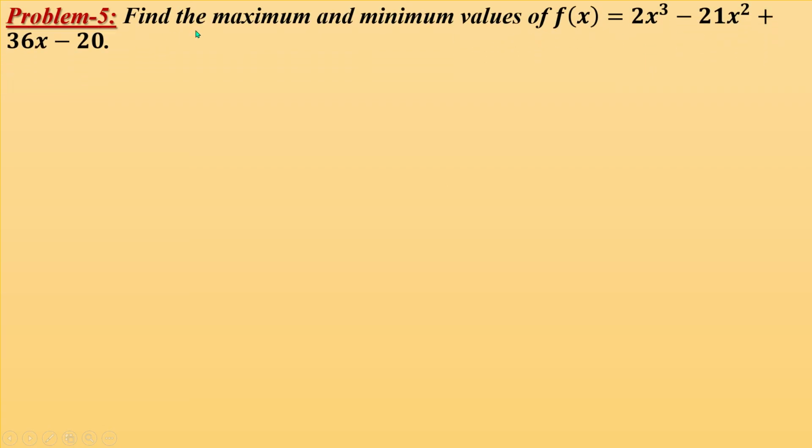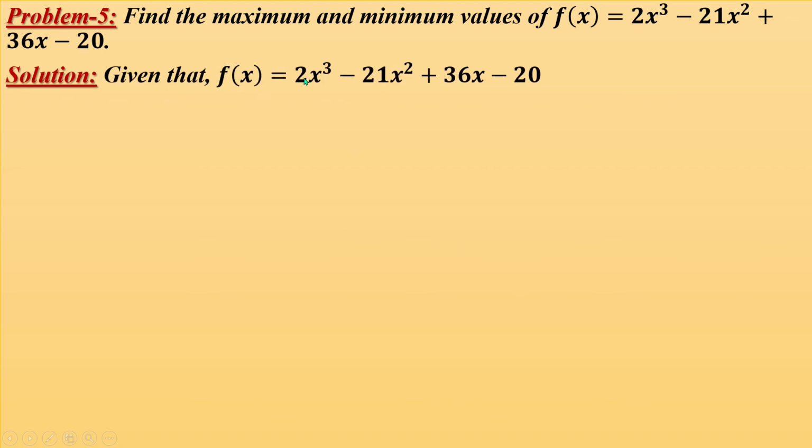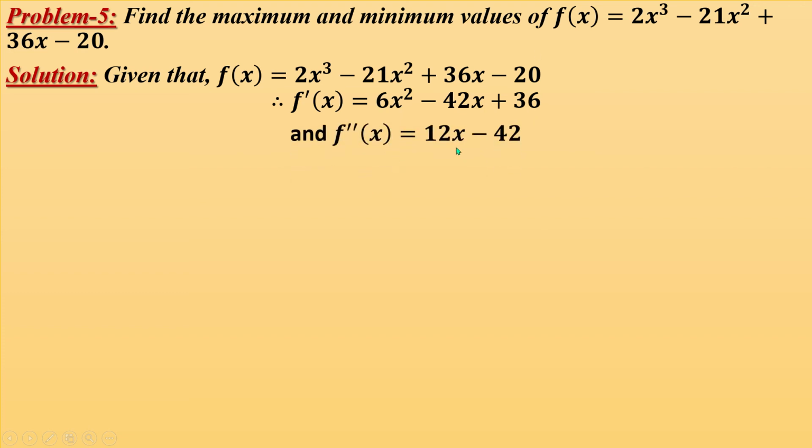Problem 5. Find the maximum and minimum values of f of x equals 2x cube minus 21x square plus 36x minus 20. Given that f of x is equal to 2x cube minus 21x square plus 36x minus 20, therefore f prime x is equal to 6x square minus 42x plus 36, and f double prime x is equal to 12x minus 42.